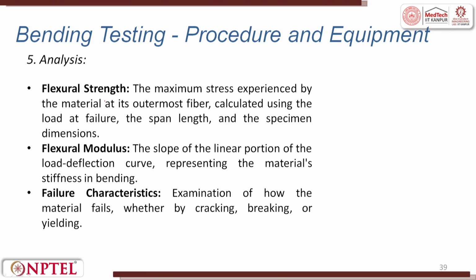First is the flexural strength, the maximum stress experienced by the material at its outermost fiber, calculated using the load at failure, the span length and the specimen dimensions. Then comes flexural modulus, the slope of the linear portion of the deflection curve, representing the material's stiffness in bending.